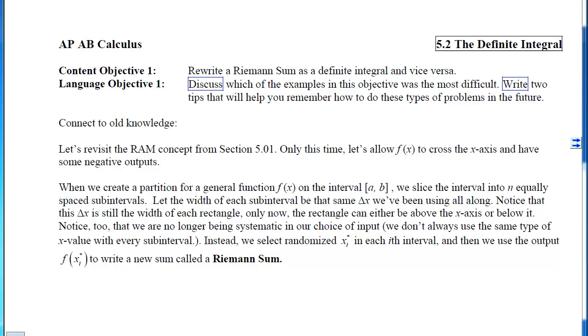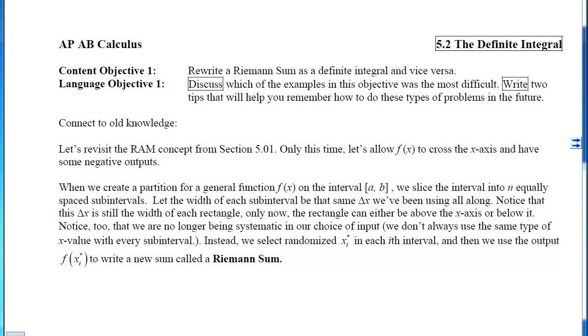First, I'd like to revisit the RAM concept from section 5.1. Only this time, let's allow f of x to cross the x-axis and have some negative outputs. When we create a partition for a general function on the interval from a to b, we slice the interval into n equally spaced subintervals. Let's let the width of each subinterval be that same delta x we've been using all along. Notice that this delta x is still the width of each rectangle, only now the rectangle can either be above the x-axis or below it.